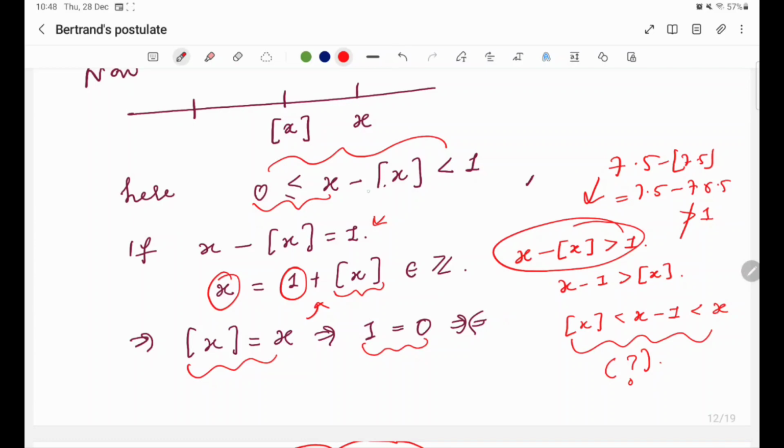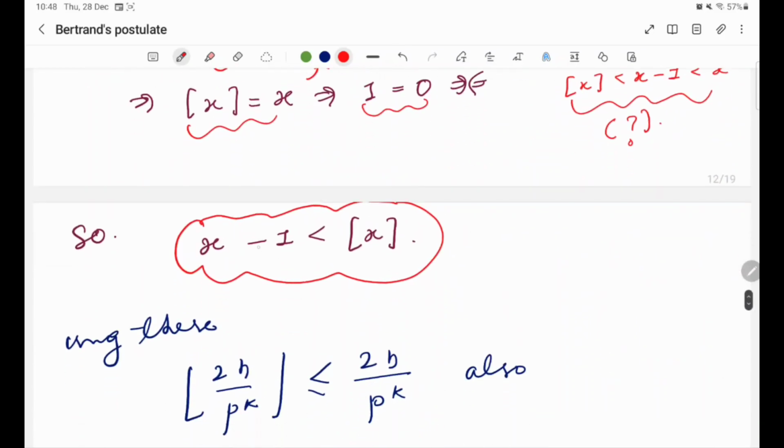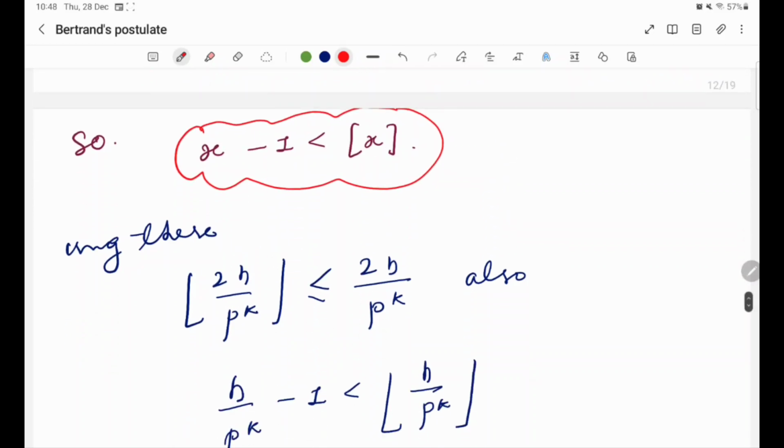So we will get this inequality, x minus floor of x less than 1. From that we can prove that x minus 1 is less than floor of x, right? So using this we can estimate some idea. You can see that 2n by p raised to k, if you take this as an x, then by the normal idea, the greatest integer of x is less than or equal to x, you can easily infer this.